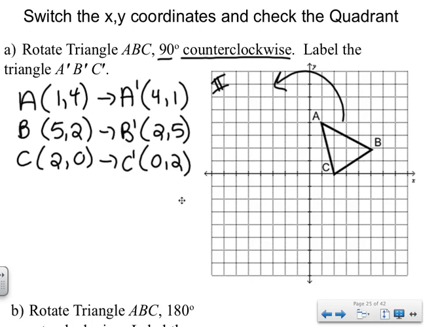So now that I switched my coordinates, now I need to check the signs. So I know in the second quadrant, my ordered pair is going to be a negative and a positive. So I need to make sure all my x values are negative.